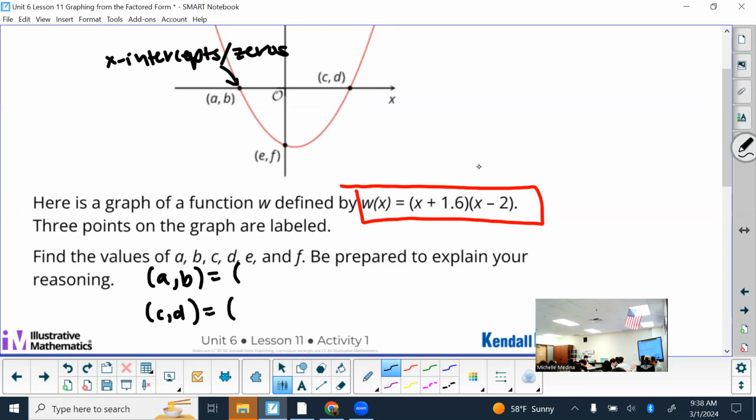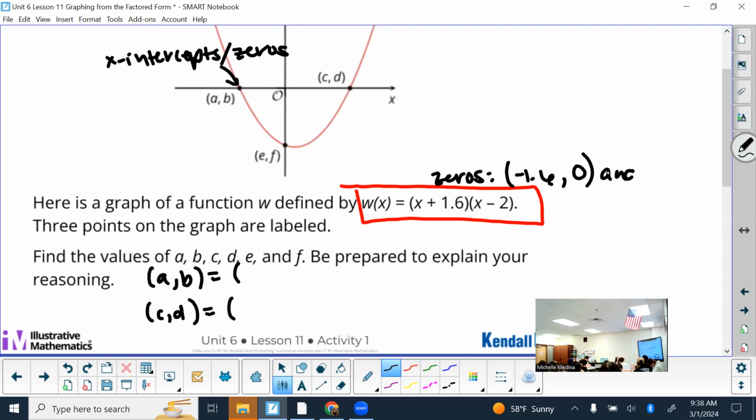Can you tell me what the zeros are from the equation? Okay, not 1.6, but close. Class, can we adjust that? No. Ron, okay, negative 1.6, and since that's an x-intercept, that's going to go in the x position, right? X-intercept is when y is 0.